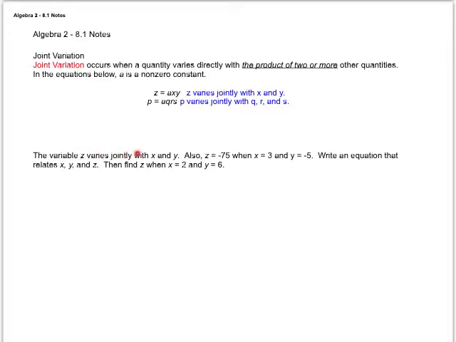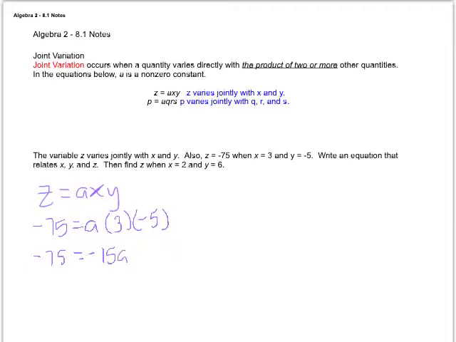All right, so the variable z varies jointly with x and y. So this right here matches up perfectly with my very top row. So what's my equation going to look like that I'm going to work with? Z equals axy. Then it tells me z is negative 75 when x is 3 and y is negative 5. So the only variable I don't have is a, so I can plug all these in and solve for a. And what I end up with is negative 75 equals negative 15 a. Divide everything by negative 15, and you get a equals 5.